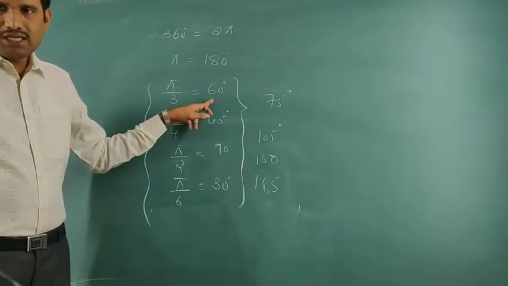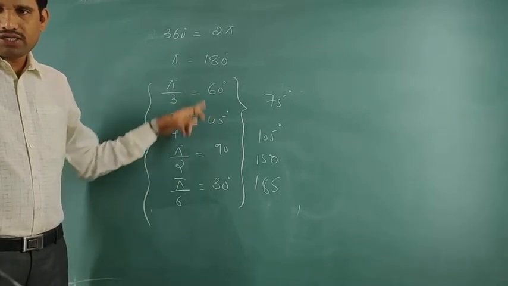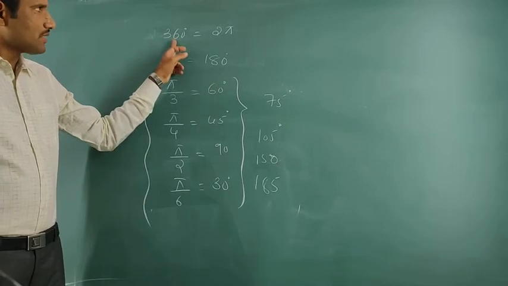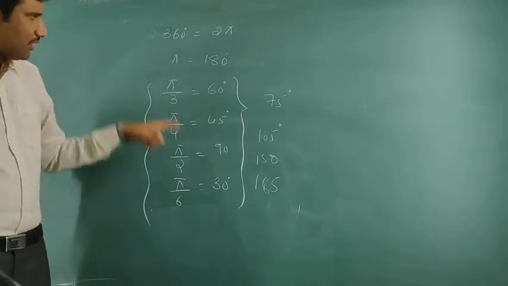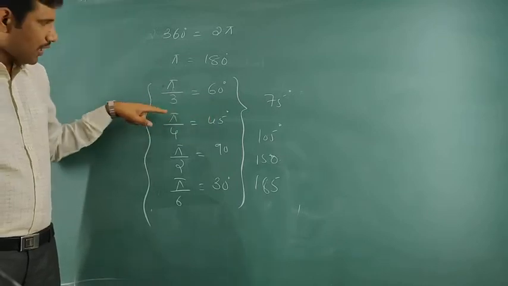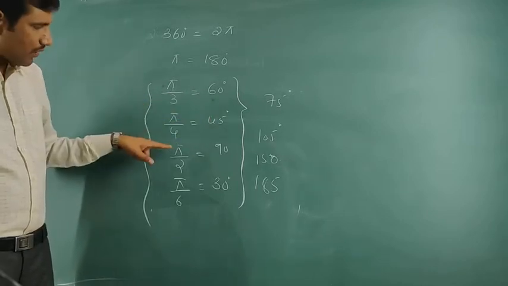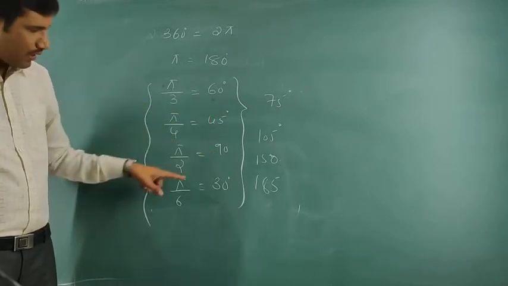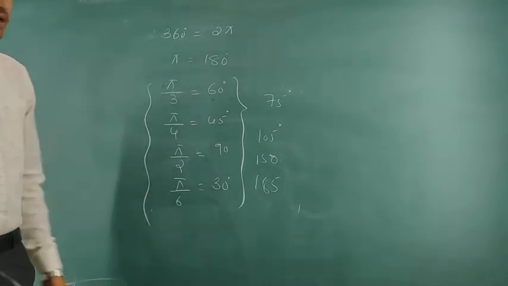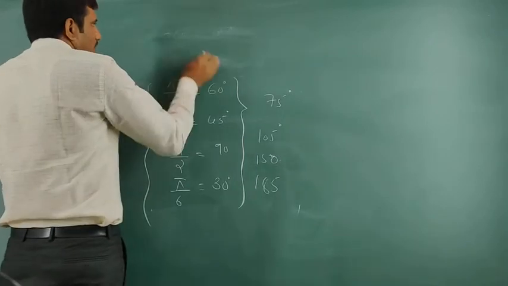Pi by 3 means 60 degrees, right? You have already studied this in 10th standard, no? Pi means 180 degrees, 2 pi means 360 degrees. If you substitute pi as 180, 180 by 3 is how much? 60 degrees. 180 by 4 is 45 degrees. 180 by 2 is 90 degrees. 180 by 6 is 30 degrees. So now we can convert angles in radians to degrees.